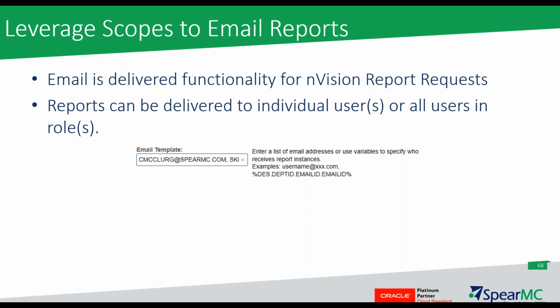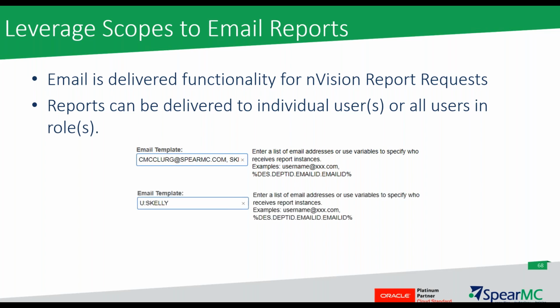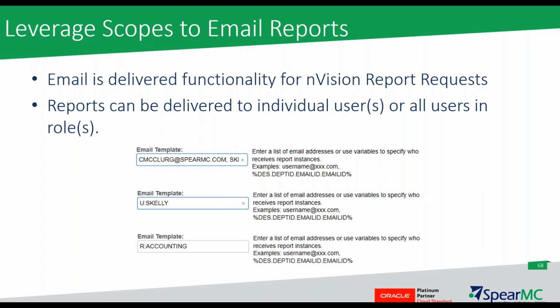So you put in the nVision report request itself. You can put in an email template by putting in your own, or put a daisy chain or list out the email addresses. You can also use things like a user. So as long as the user ID in PeopleSoft has an email address linked to it, you can send it through there as well. Or you can use a whole role. So all the users that have the role accounting will get this nVision report instance emailed to them. Okay, that's great.